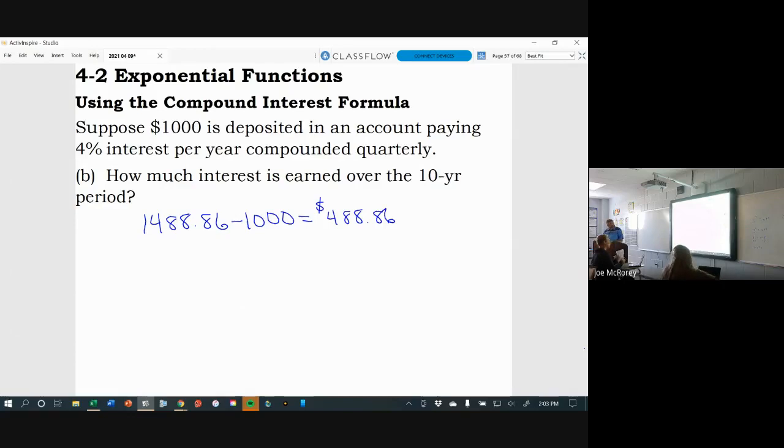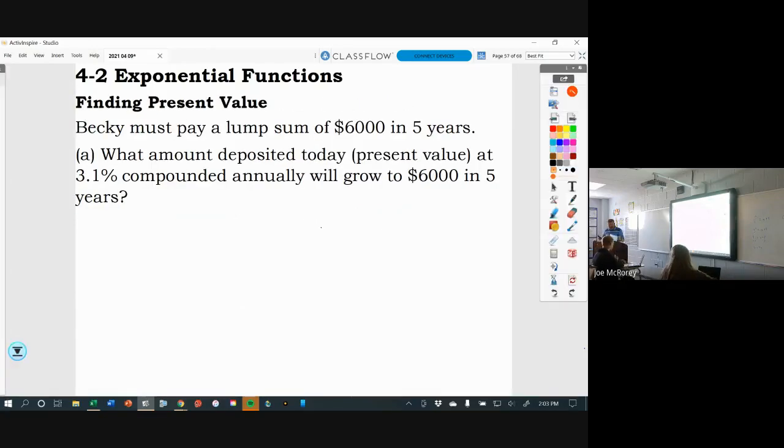Next problem. Becky must pay a lump sum of $6,000 in 5 years. This is actually a real possible situation, a lump sum. Have y'all ever heard of the term a balloon payment? A balloon would be a big payment at the end, that's what that means.